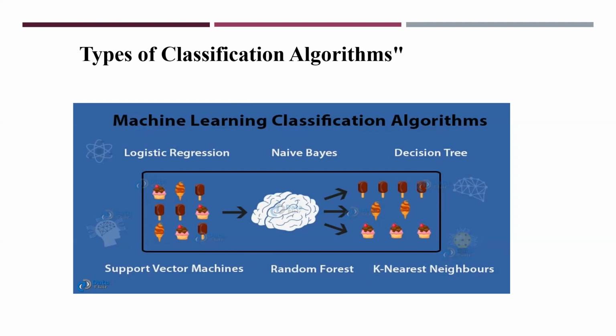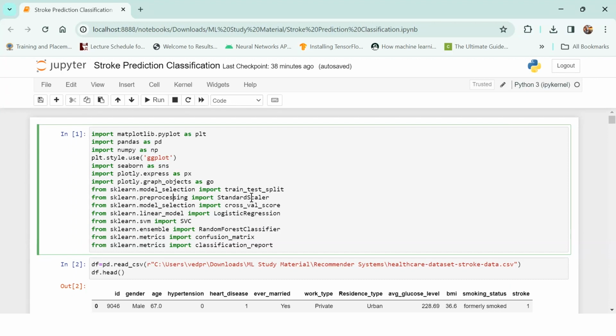Next, we will create a sample classification model, and we will do the pre-processing, data preparation, and all these things in our Jupyter notebook. So today we will be building a classification model for stroke prediction. But first of all, we will try to understand what a stroke is.